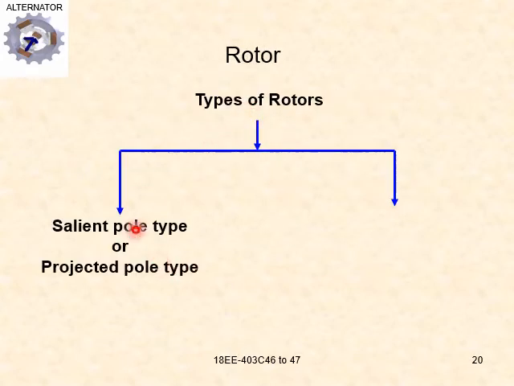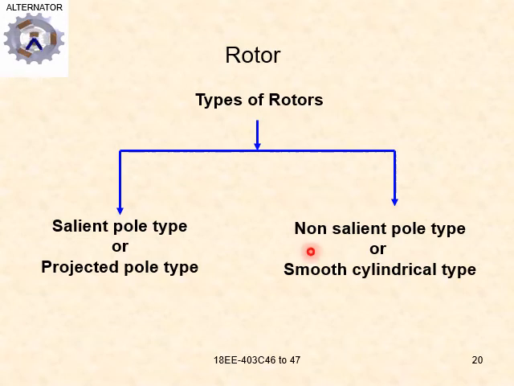Types of rotors. As I've said previously, there are two types of rotors. One is the salient pole type, which is called the projected pole type, and the other is the non-salient pole type or smooth cylindrical type.